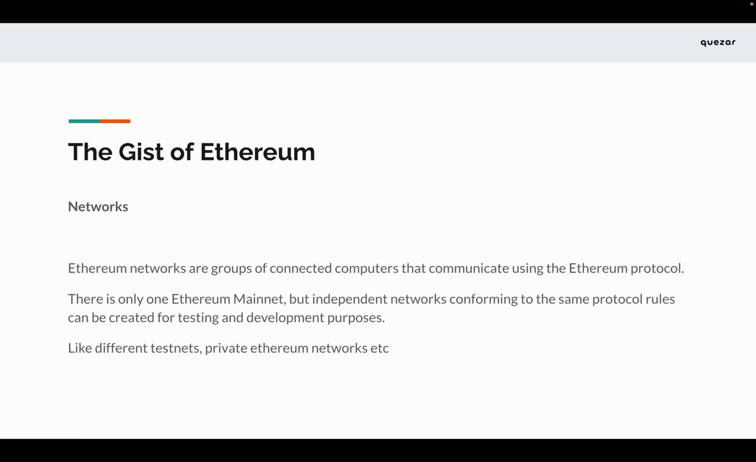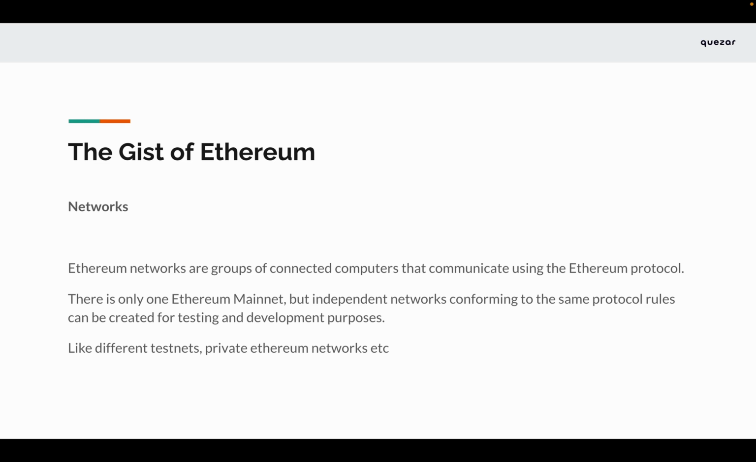Each node has a client running on it. It could be a Geth client or Parity client, but all of them follow the specifications of the Ethereum protocol, how it should be run. And each node is running a client. Using that, they communicate together to maintain the EVM state.